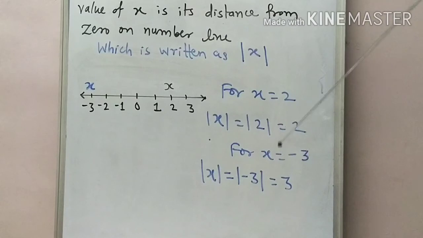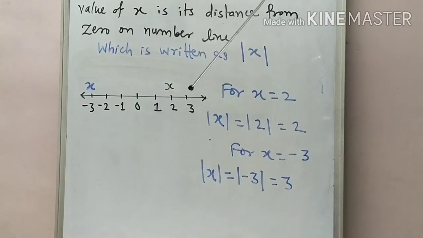Getting this point students? Means what? If x is a positive number, then its absolute value is positive, and if that number is negative, then its absolute value is also positive only. Okay, whether positive or negative, we write down the absolute value as always positive, because the absolute value of any real number is never negative.